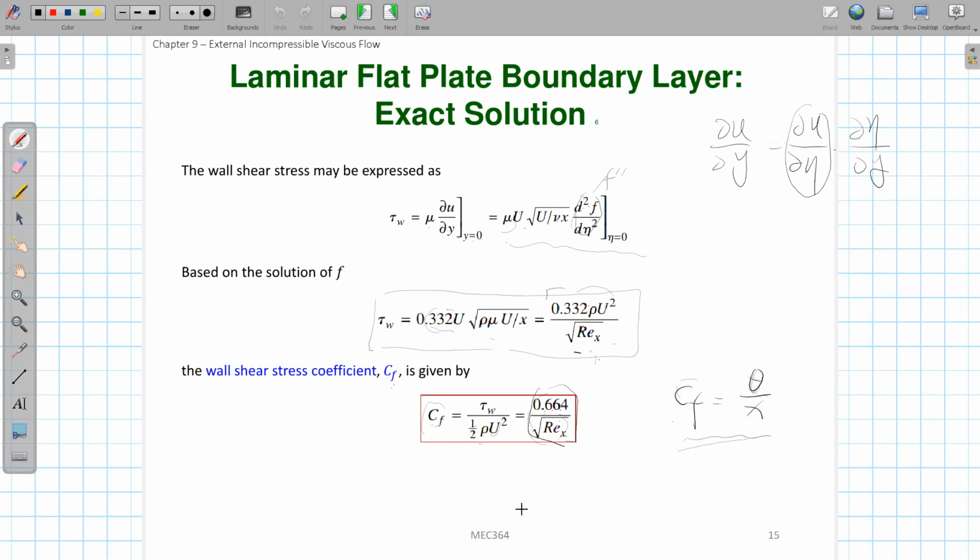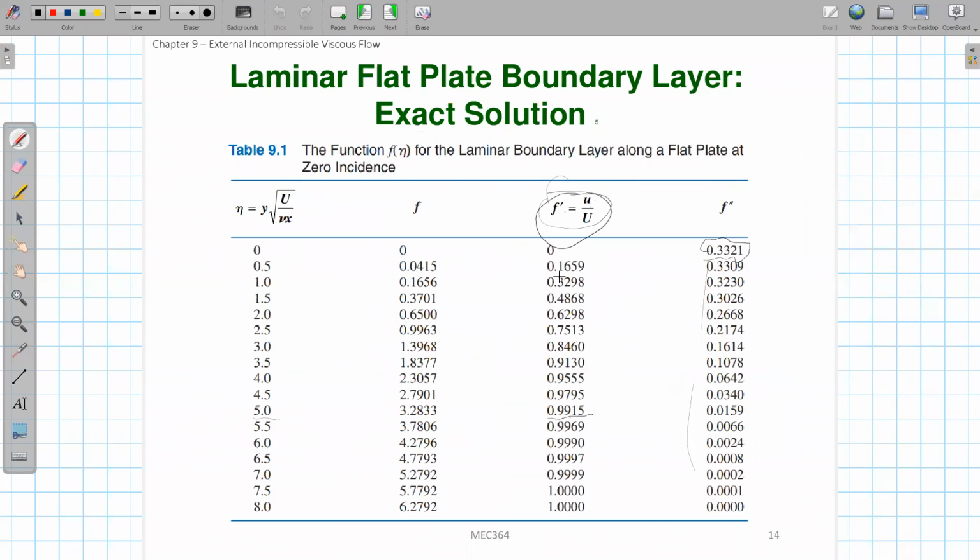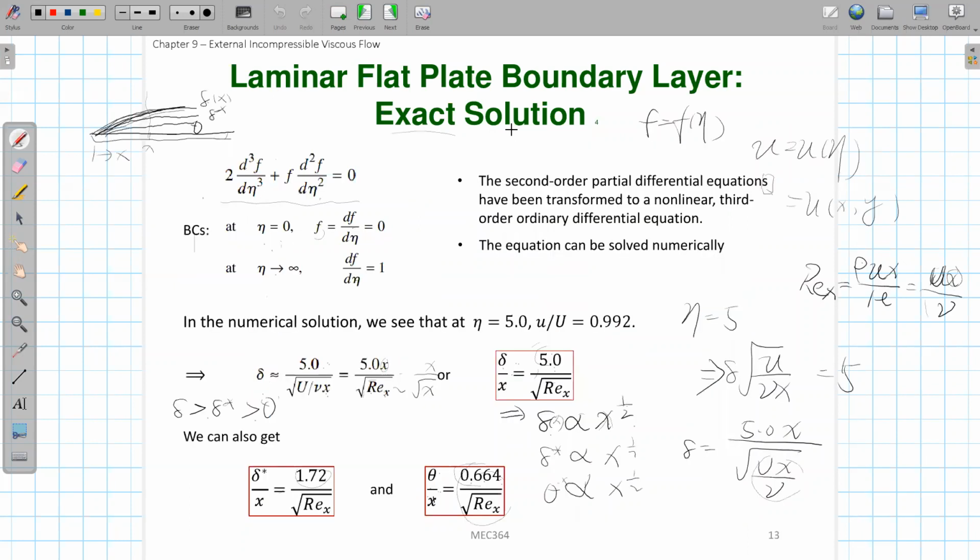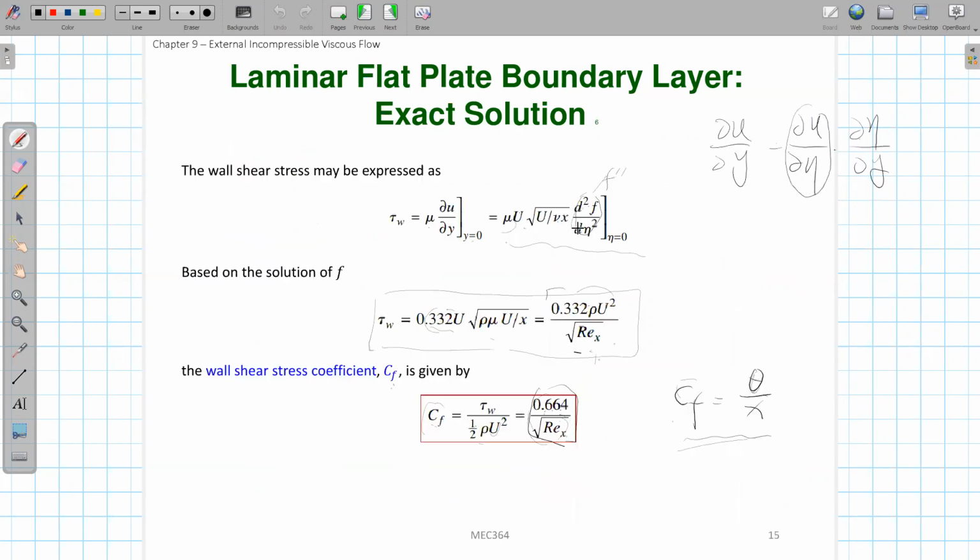Basically, we did some math manipulation so that we could obtain this exact solution. And with this exact solution, we obtain some important flow parameters for this laminar boundary layer flow. And one last thing: all the results we obtain here, this boundary layer thickness, this velocity profile, this friction coefficient, are only valid for the laminar flat plate boundary layer. They are not valid for turbulent flow. It's only for laminar flow.